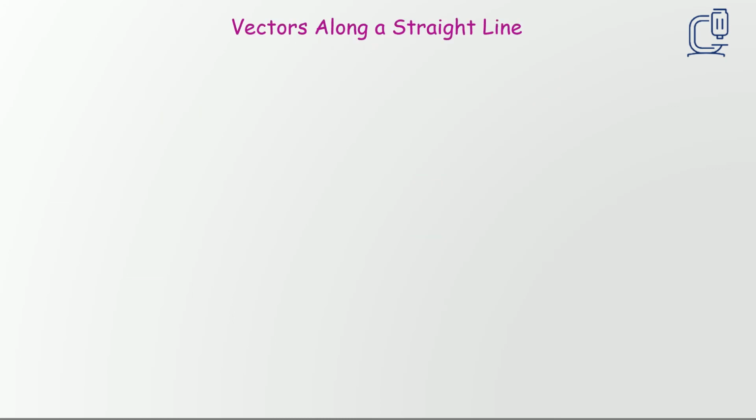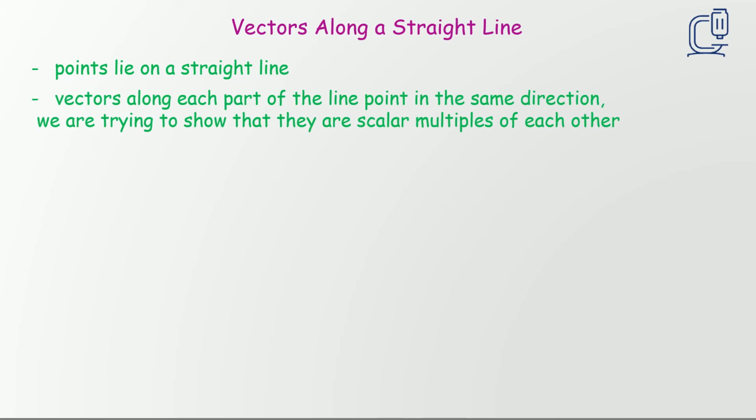So now let's look at vectors along a straight line. We can use vectors to show that points lie on a straight line. To do this, we need to show that the vectors along each part of the line point in the same direction. We are trying to show that they are scalar multiples of each other.